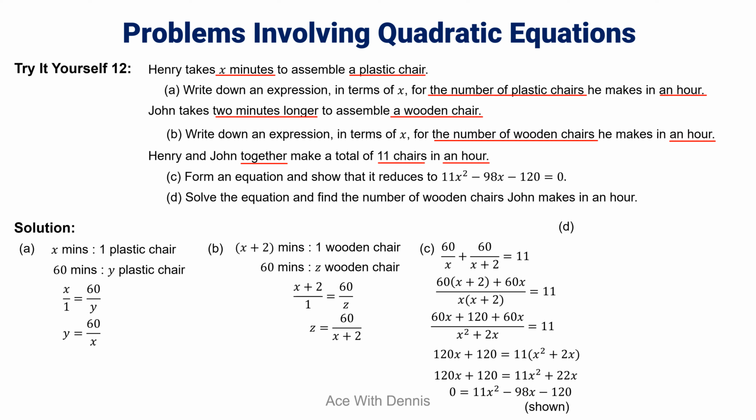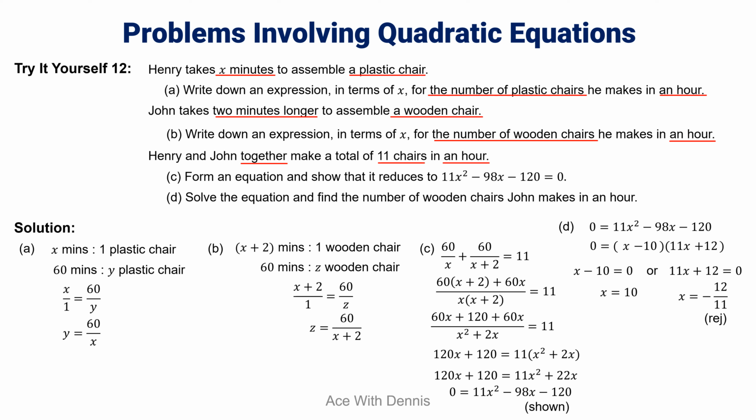Okay, now the next one, D. Solve the equation and find the number of wooden chairs John makes in an hour. So I have to solve this equation, 0 equals 11x squared minus 98x minus 120. Factorize. 11x squared is x times 11x. Then negative 120 is negative 10 times plus 12 here. So solve them separately. x minus 10 equals 0, or 11x plus 12 equals 0. Hence x is equal to 10, or x is negative 12 over 11.